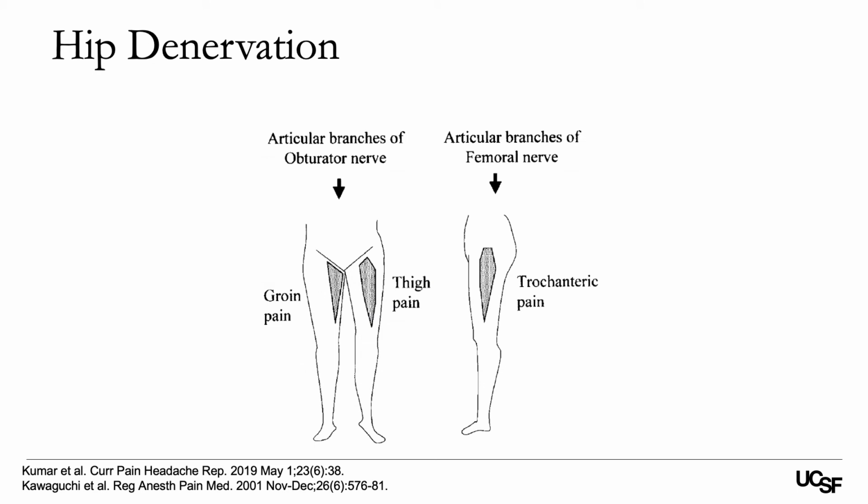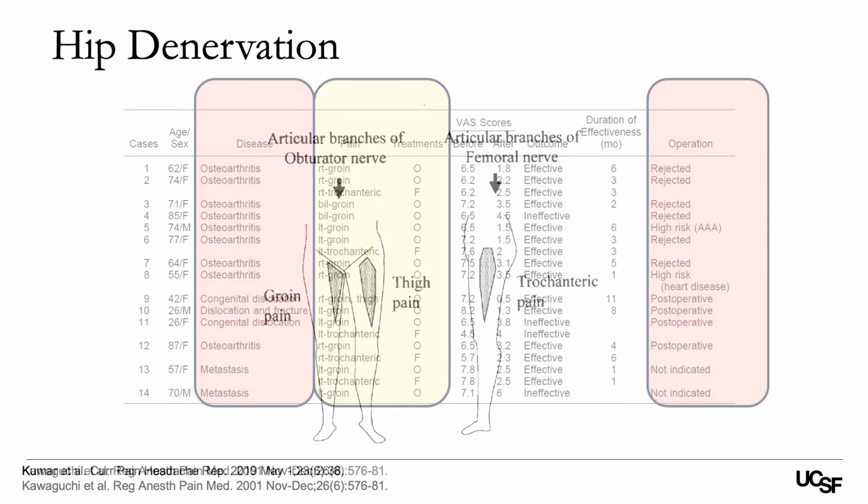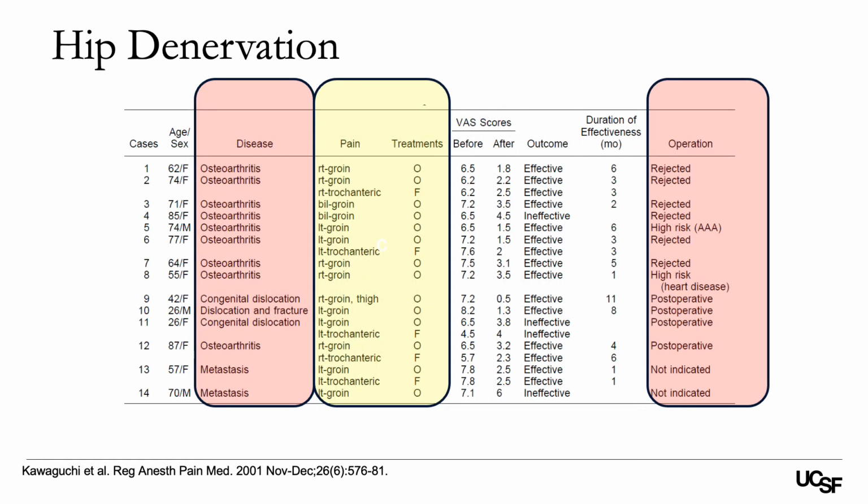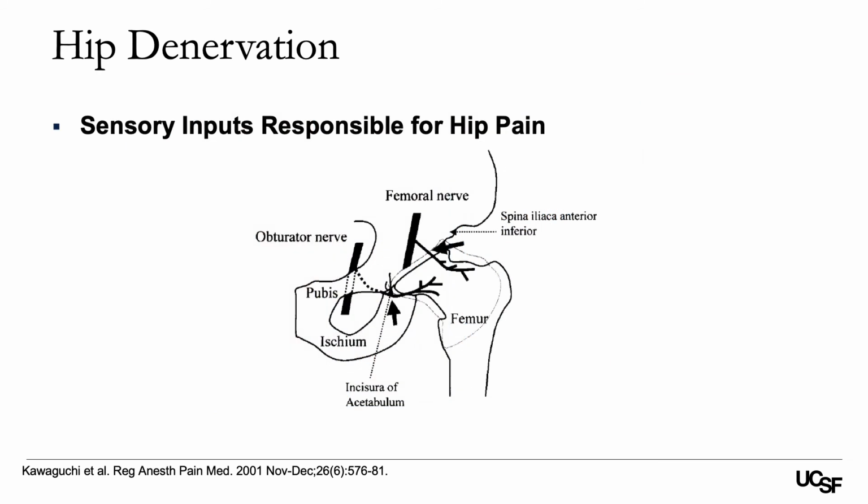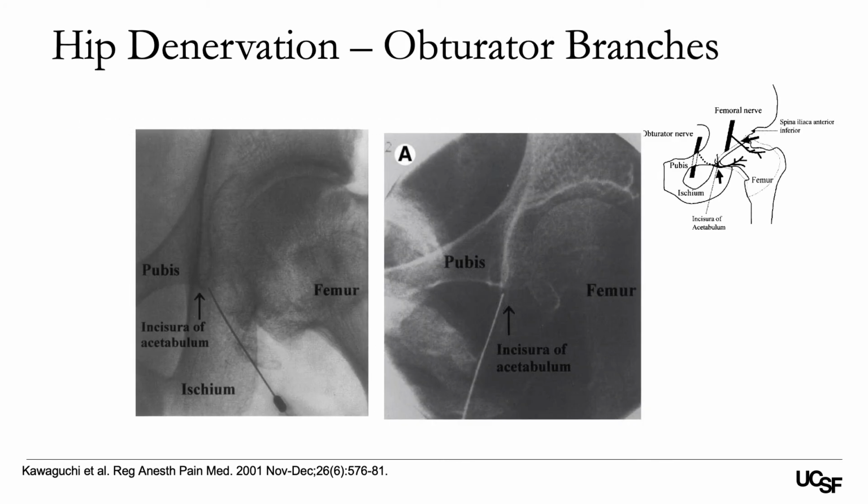In 2001, Kawaguchi and colleagues reported their experience in a case series of 14. All of their patients were not surgical candidates, either because of comorbidities or. Radiofrequency neurotomy was performed at 80 degrees Celsius for 90 seconds. To target branches of the obturator nerve, the electrode was inserted anteromedial.